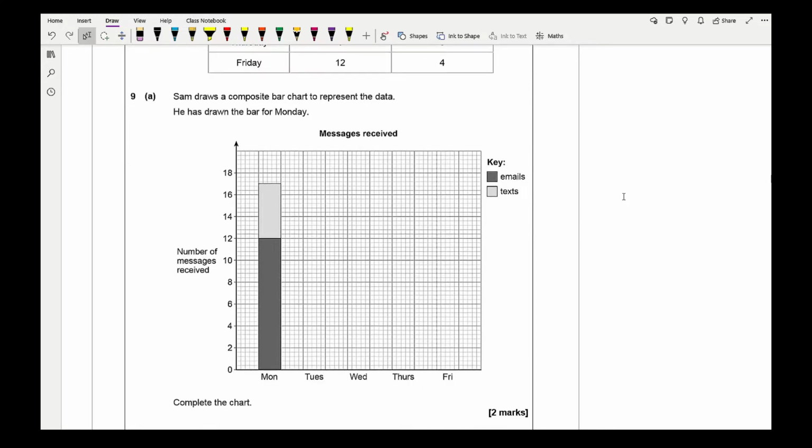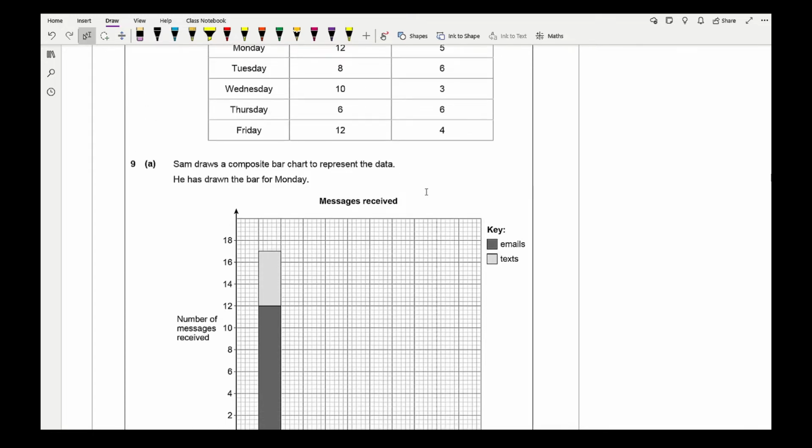So a composite bar chart is where you're adding, rather than having the bars side by side on the same day, instead you just have one on top of the other. So here you can see that the emails are the lower bar and the text messages are the upper bar.